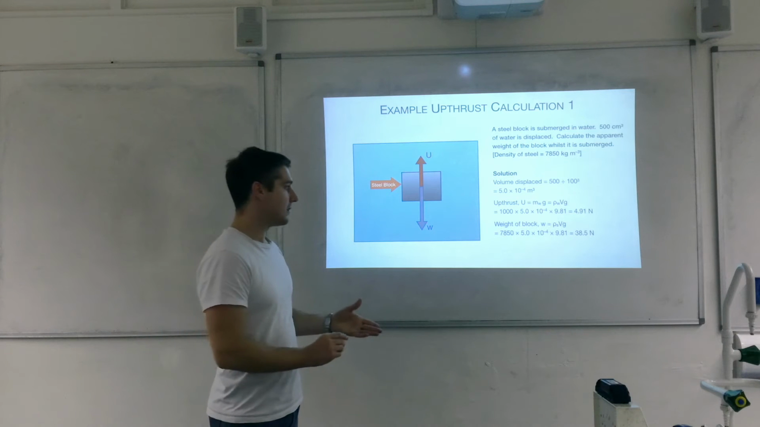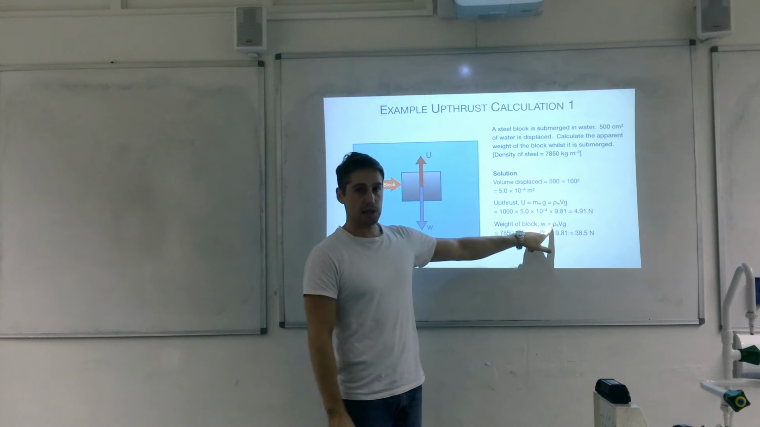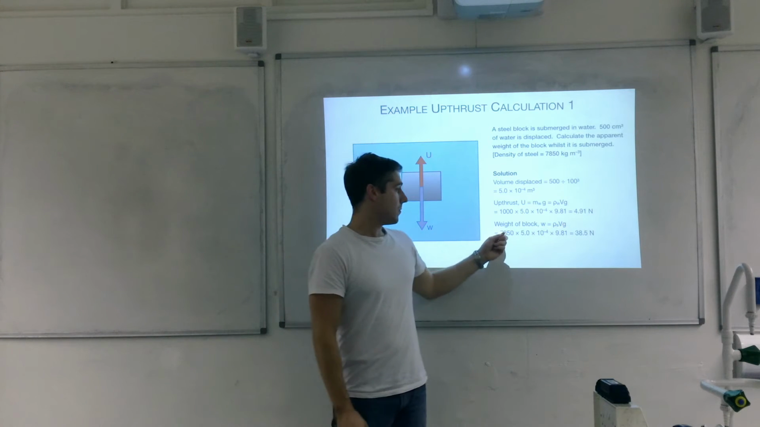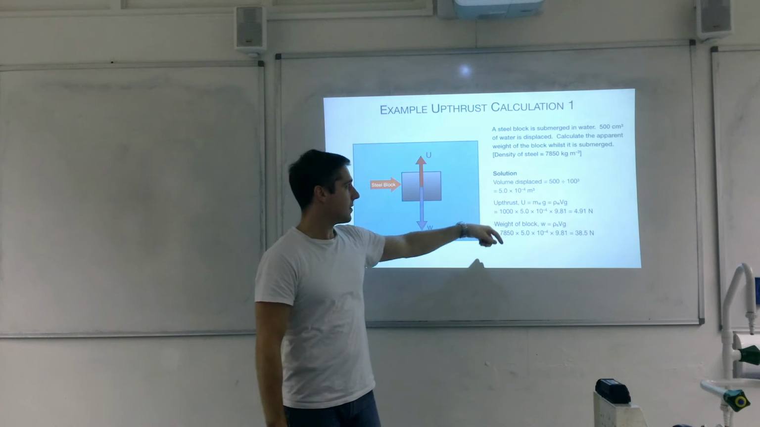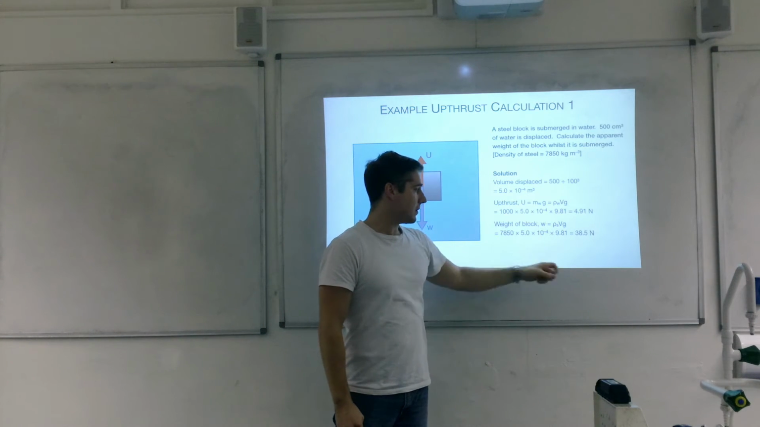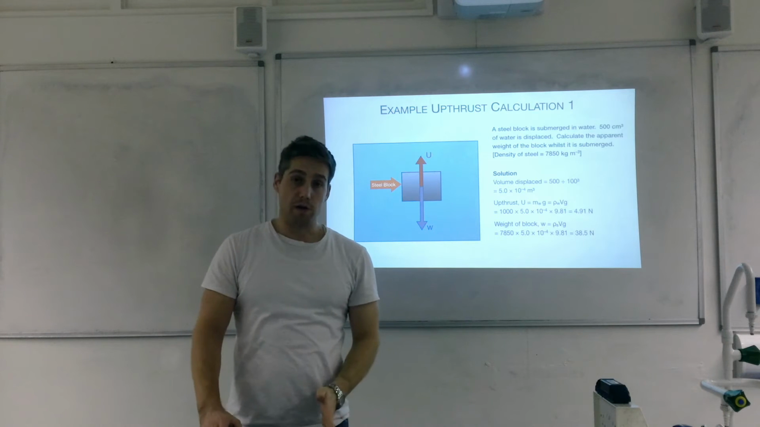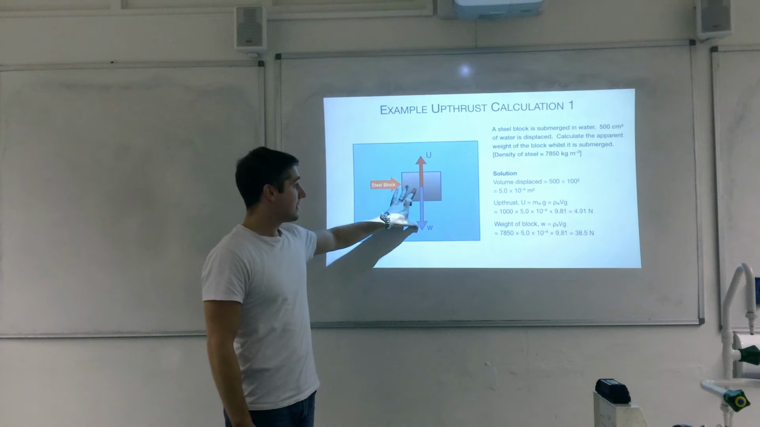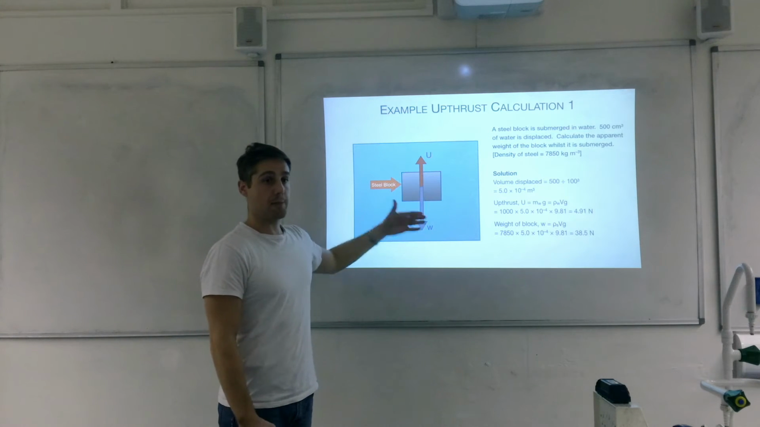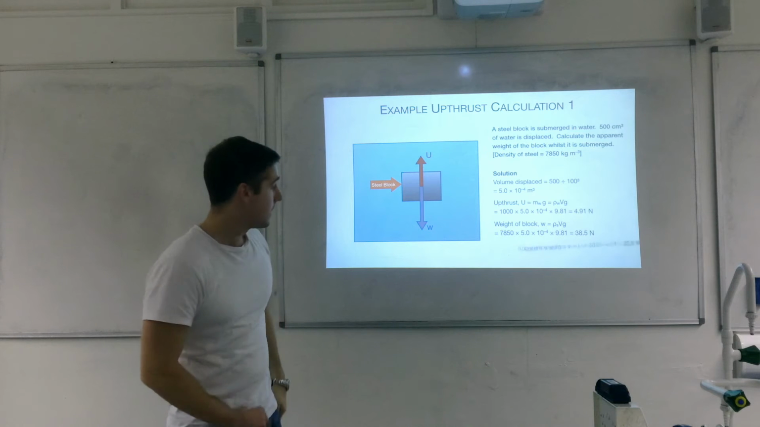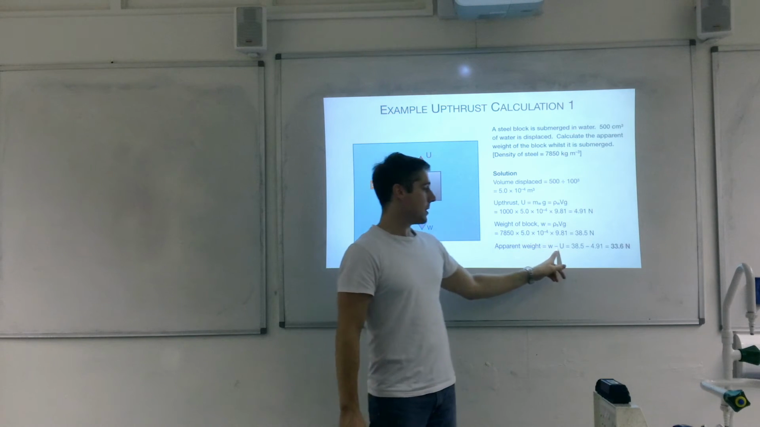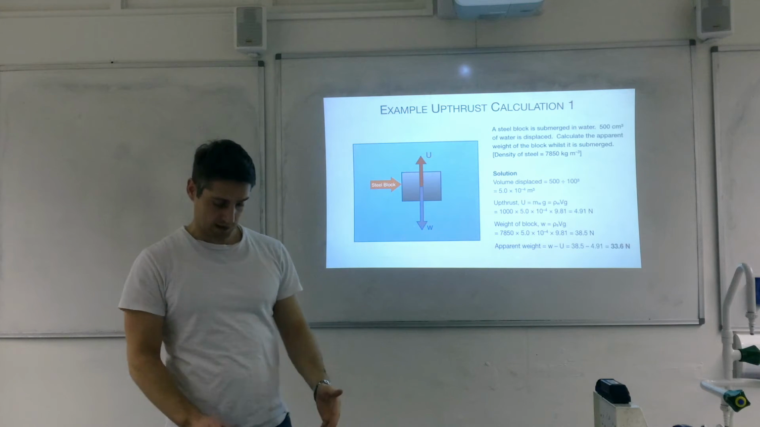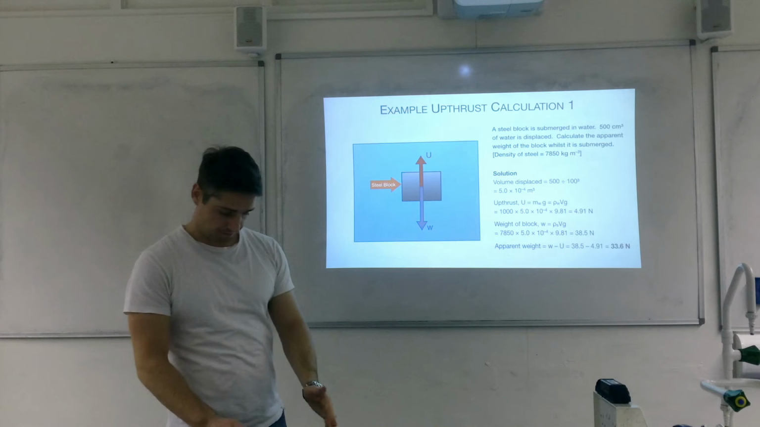Now I need to work out the weight of the block. The weight of the block is the density of the steel multiplied by its volume multiplied by g. So putting in the values that I've been given in the question and this converted volume, I get 38.5 newtons. Again, still haven't solved the problem yet. So the weight minus the upthrust will give me the apparent weight whilst it's in the fluid, in the water. So W minus U gives me 38.5 minus 4.91, which equals 33.6 newtons. So that's the first calculation.